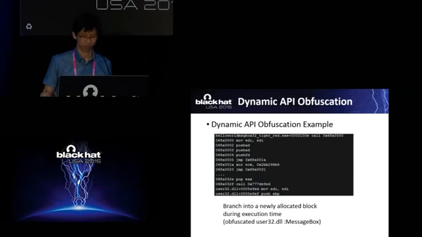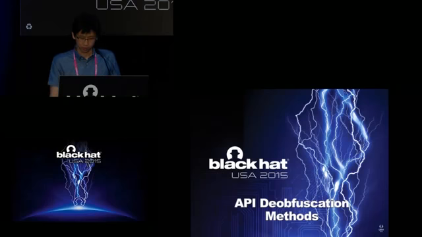So sometimes we can set breakpoints on some other point, on the API functions that are called inside the obfuscated API function. Then how can we deobfuscate it?